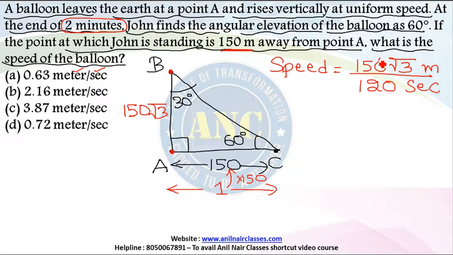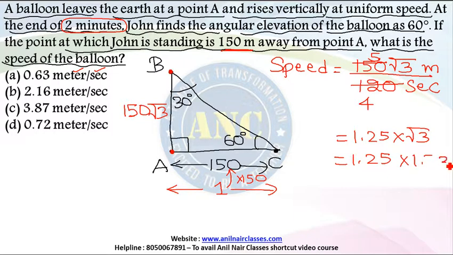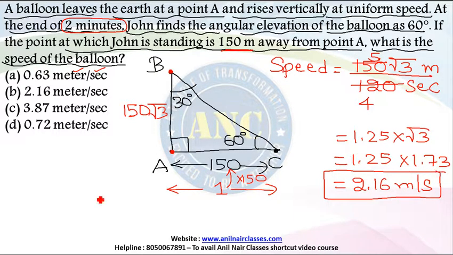This is 30 into 4, this is 30 into 5. It is 5 by 4. 5 by 4 is 1.25 into root 3. Root 3 is 1.73. 1.25 into 1.73 is 2.16 meters per second. The answer for this question is 2.16 meters per second.